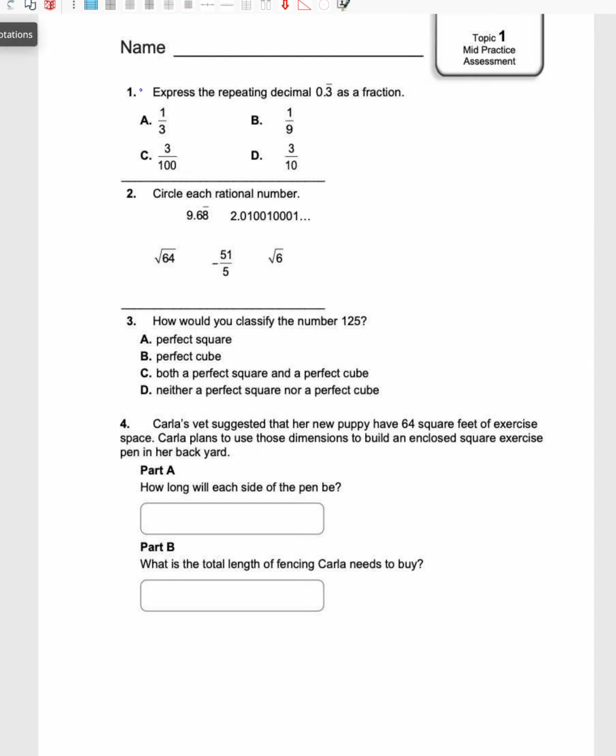All right, number 2, circle each rational number. And so what is it that makes a number rational? Repeating and terminating. Repeating decimals or terminating decimals or fractions. Okay, so do you see a repeating decimal? Yep, 9.68 is a repeating decimal. Do you see a fraction? Yes. I do too, right there. Do you see, there we go, a square root of a perfect square number.